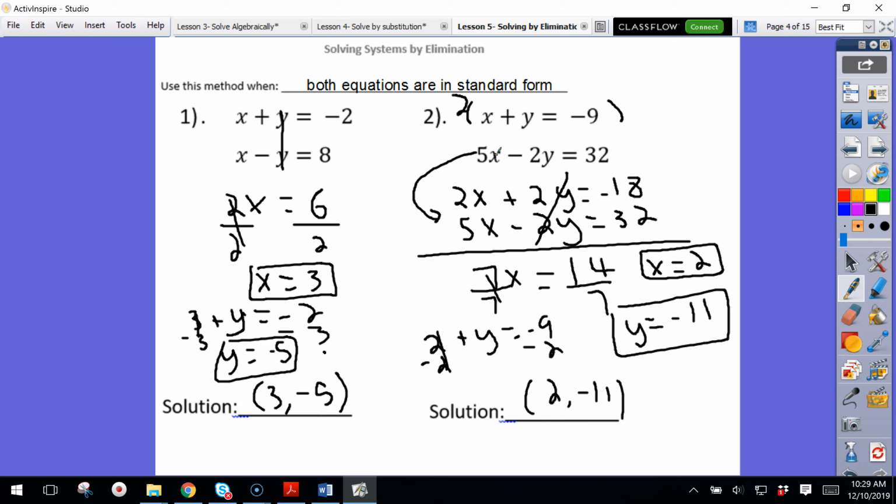So 5 times 2, that's going to be 10. And then negative 2 times negative 11 is going to be positive 22. If you take 10 and 22 and add that up, you do get 32, so it works out. This point is going to give you 32 on this equation. It's going to give you negative 9 on this equation, so it works out great.